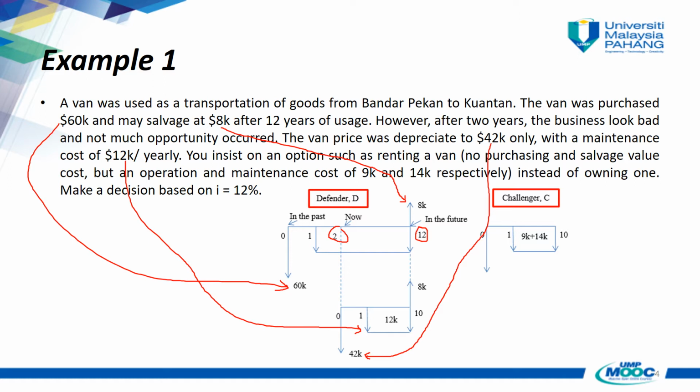There is no purchasing and also no salvage value, but an operation and maintenance cost of 9,000 and 14,000 respectively instead of owning one. So make a decision based on an interest rate of 12%. Let's see the solution.